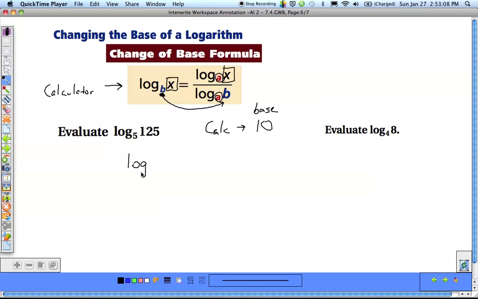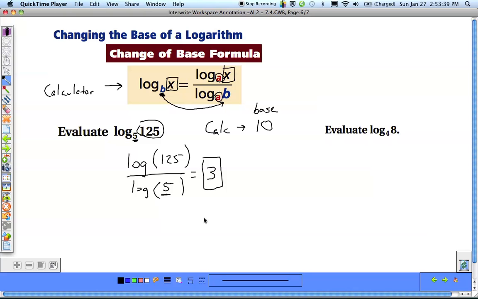We can rewrite it to be log base 10 of the bigger number, which is 125, over log of 5, because there's our base, it's going down into the basement. And then it's just a matter of typing this into the calculator. When you type this in using the graphing calculators, it will come up with a parenthesis there. You have to close this parenthesis.